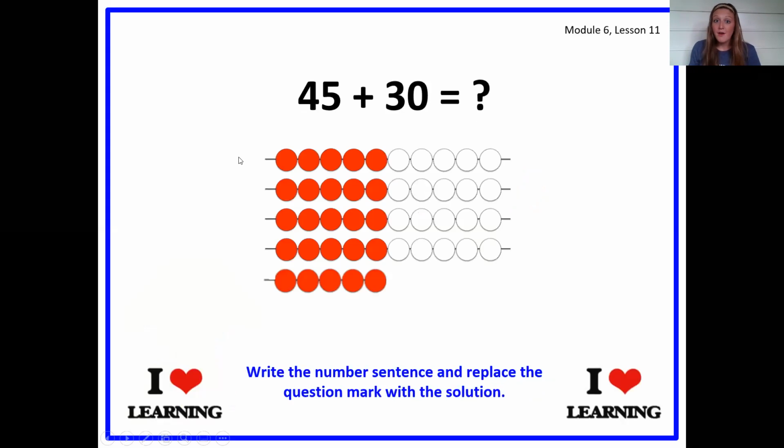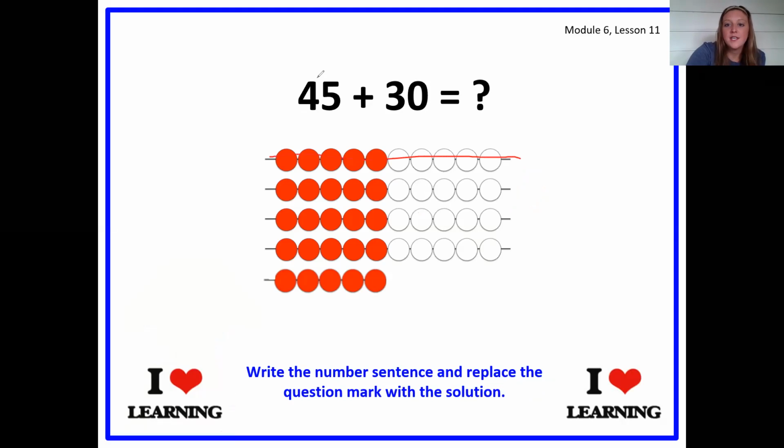So what's 45 plus 30? Solve it. Go. You can use this picture in front of you. It has 45 on it. Figure out what you would add to it to make it correct. Alrighty, very good. 45 plus 30 equals 75. Very good.